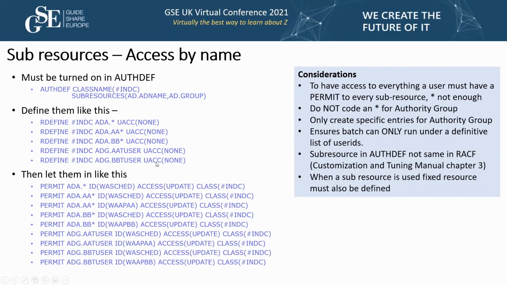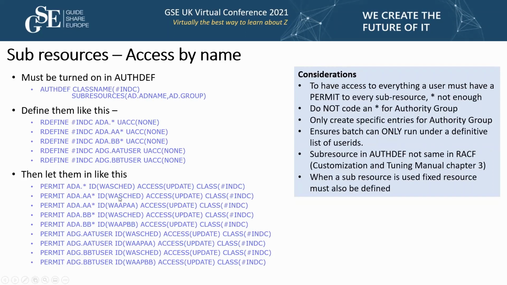Okay, so that's how you would define them, and then you let them in like this. So for example, the asterisk rule, we let the scheduling team in, and the AA rule, we let the scheduling team in and the AA application team in. The BB rule, we let the scheduling team in and we let the BB application team in. Now that might seem a bit odd if you don't know RACF, that here we've got access to everything. Why do we need to give access to these individual ones as well? So why does WA Shed need to be on here, here, and here?